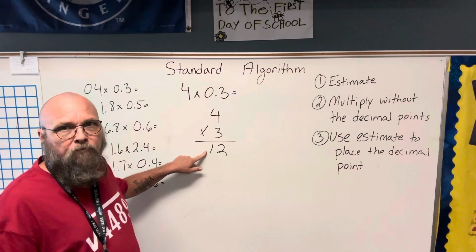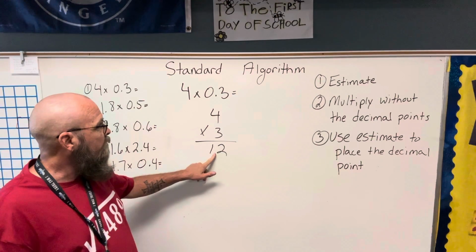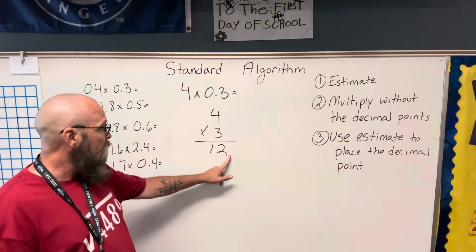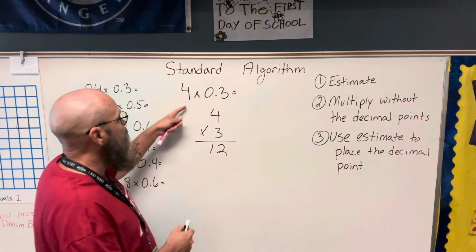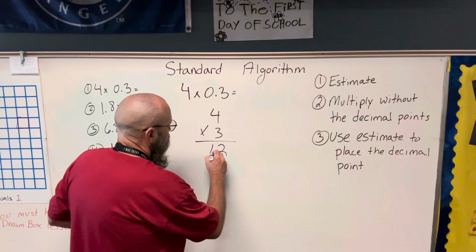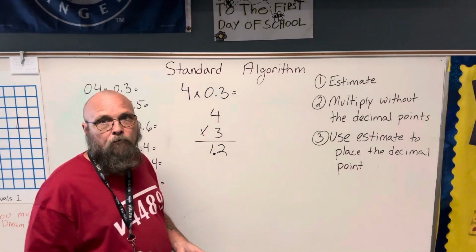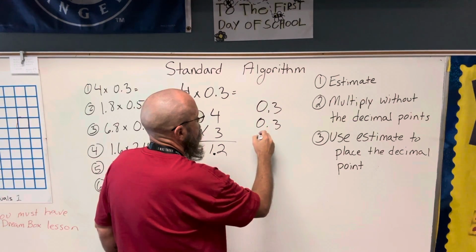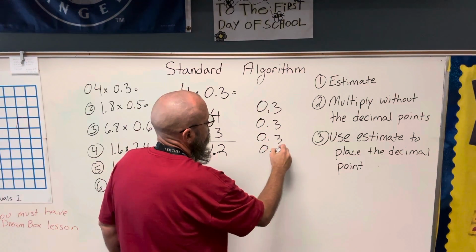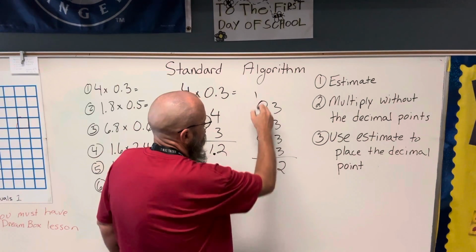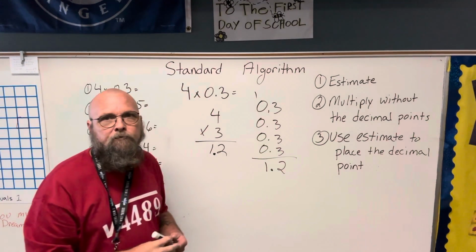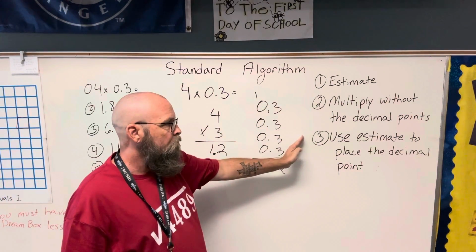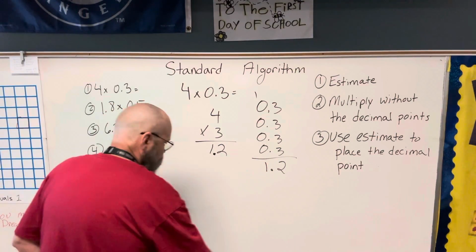My estimate. If I put it here, it's 12/100ths. If I put it here, it's 1 2/10. If I put it here, it's 12. Well, we said it was going to be less than 2. And we have 1 2/10. It's repeated addition, so I can check it, and I would get 12, so 1 2/10. Follow the steps. Estimate, multiply without the decimal points, and use your estimate to place the decimal point.